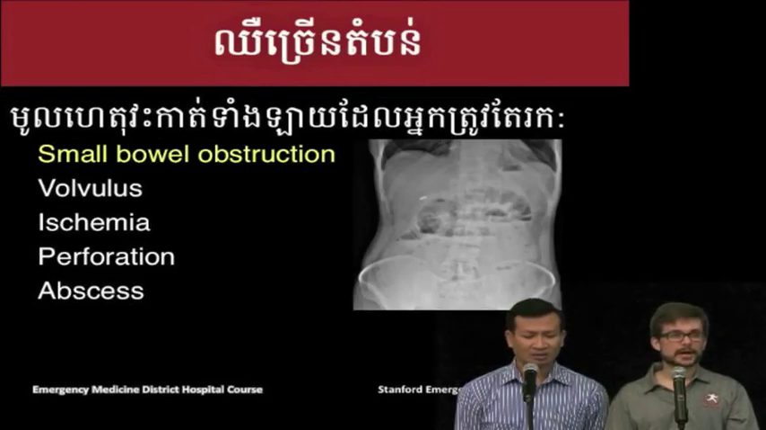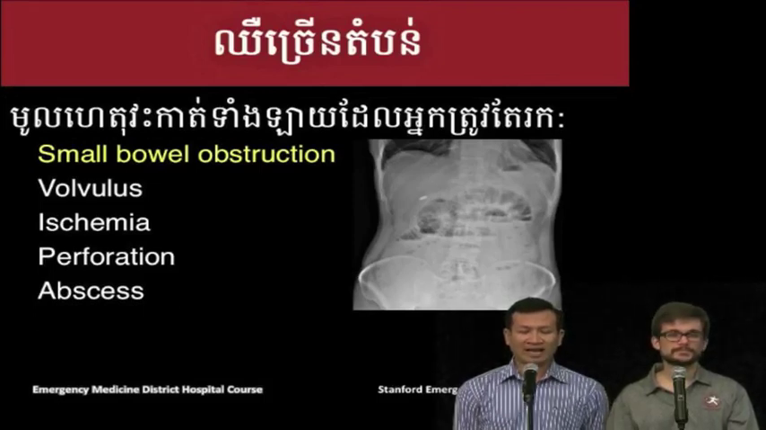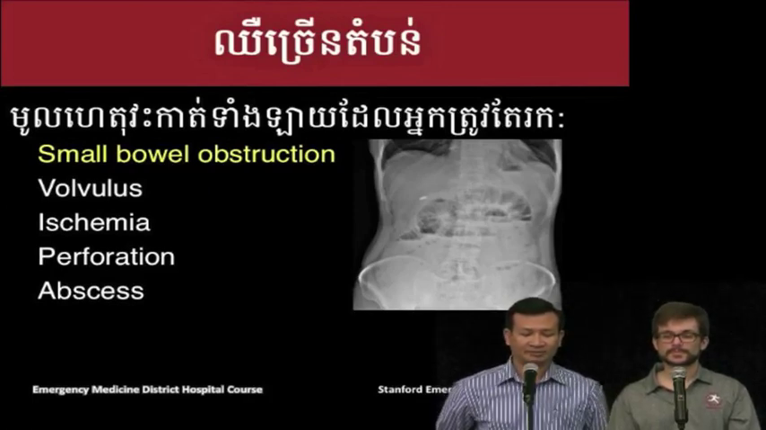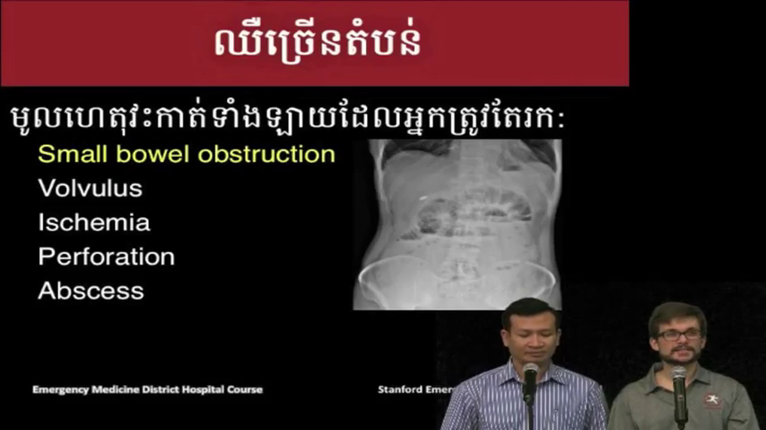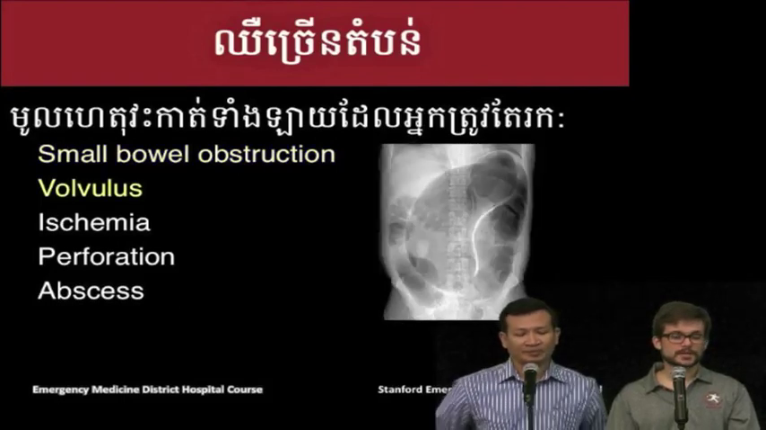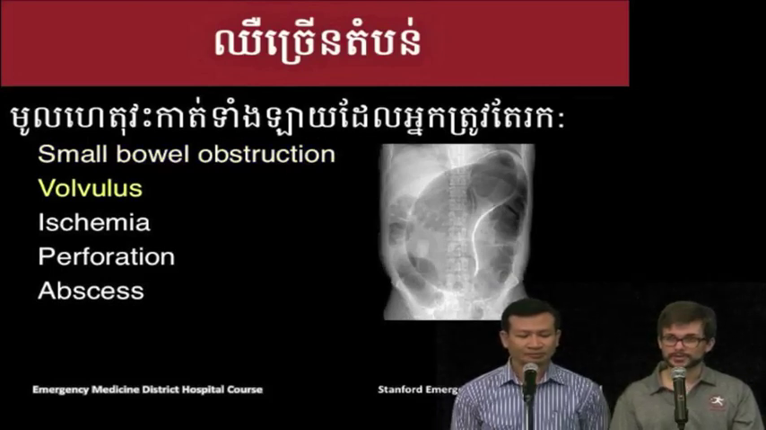lines on this upright abdominal x-ray. This is called multiple air fluid levels, and is nearly always caused by small bowel obstruction.